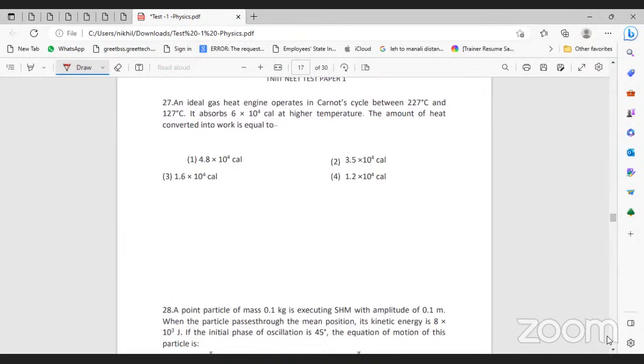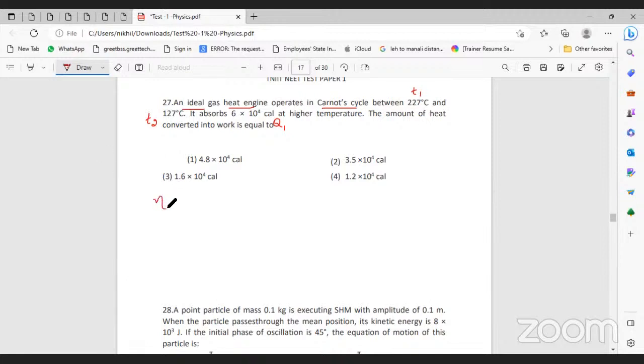This problem is based on thermodynamics. There is an ideal gas heat engine that is going to operate in the Carnot cycle between 227 degrees Celsius, that is T1, and T2. It absorbs this amount of energy Q1 at higher temperature. What is the work done, they are asking.